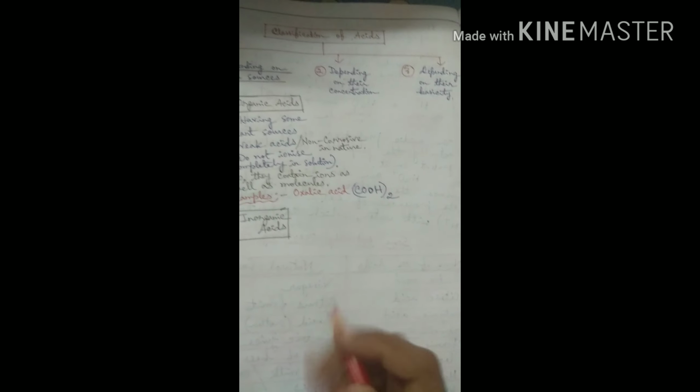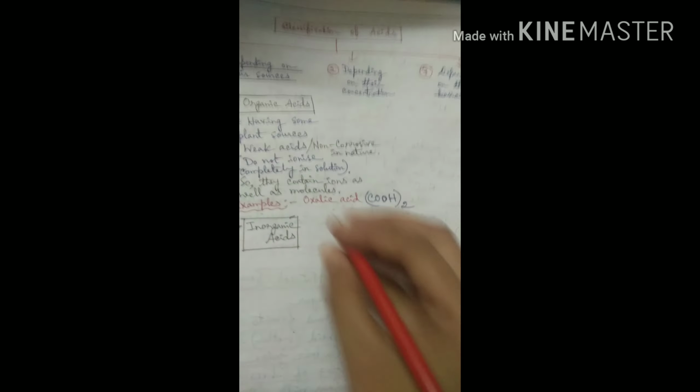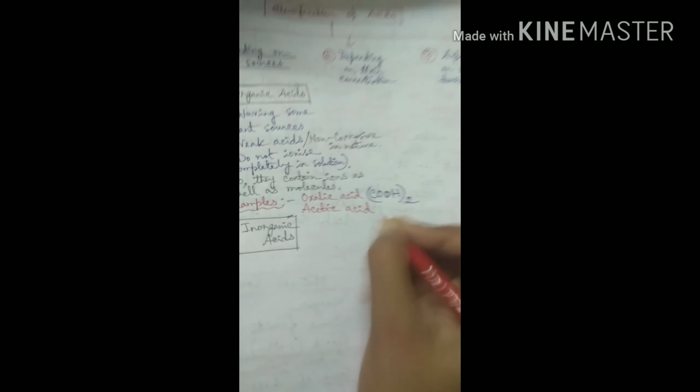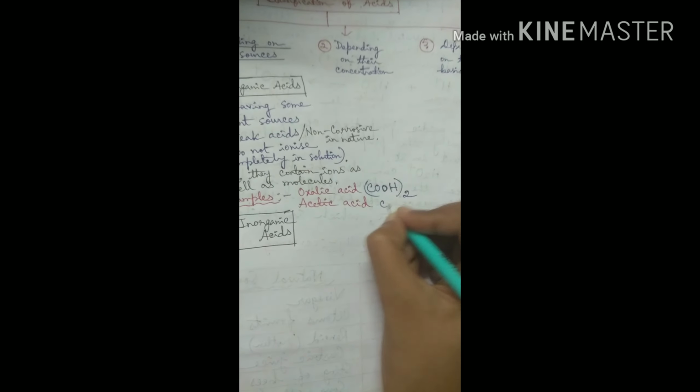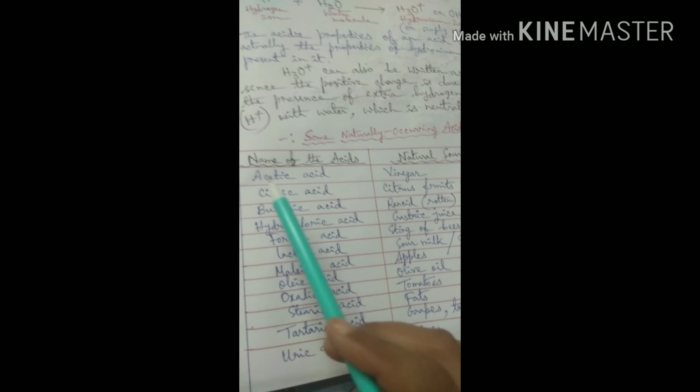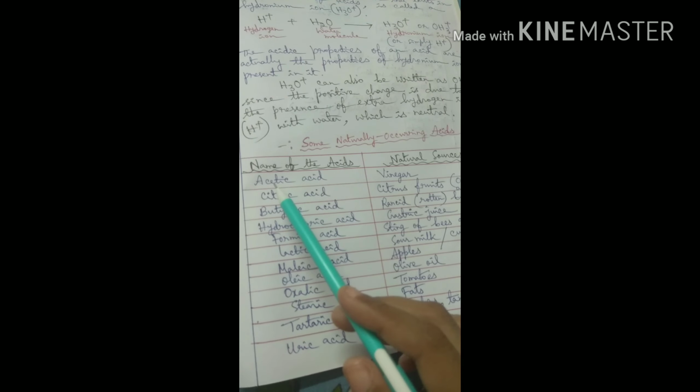Second, another important common example is acetic acid. Acetic acid, and the formula is CH3COOH. CH3COOH, and the common natural source of acetic acid is vinegar. Okay, vinegar is a main source of acetic acid.